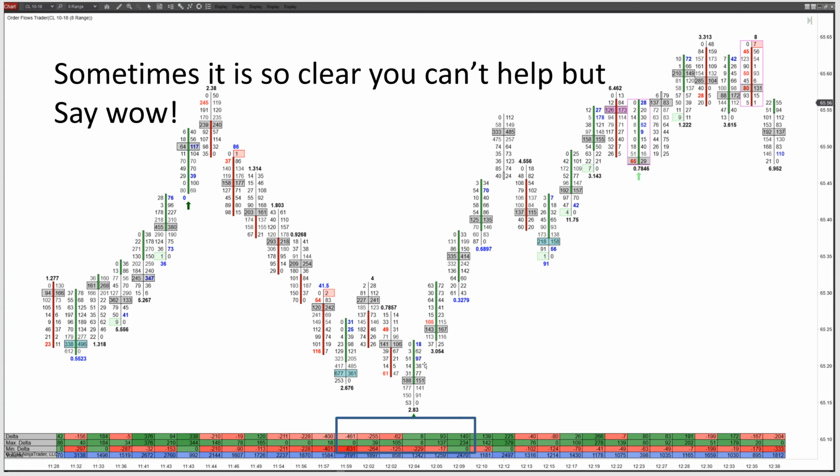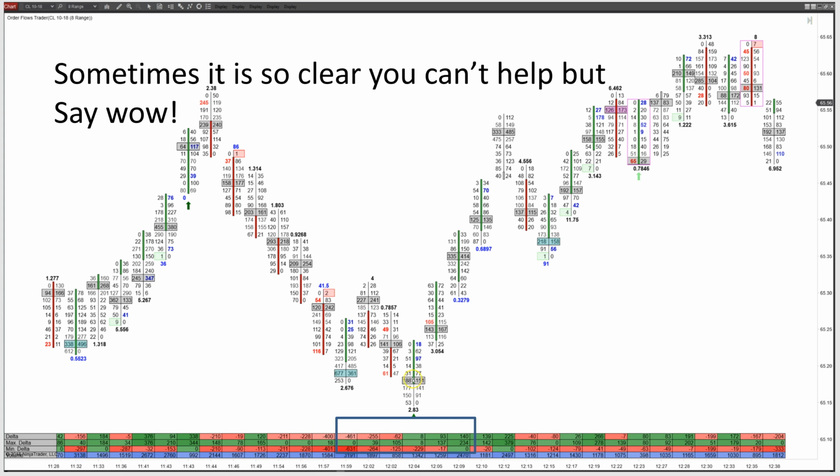What's happening? The market's selling off. It's getting cheaper and cheaper and cheaper. And as it gets cheaper, it starts attracting buyers, right? Because people are saying, hey, you know what? This market's cheap. I should get long. And then you start seeing it, the aggressive buyers are outnumbering the aggressive sellers, right?